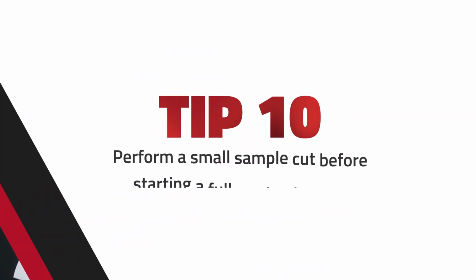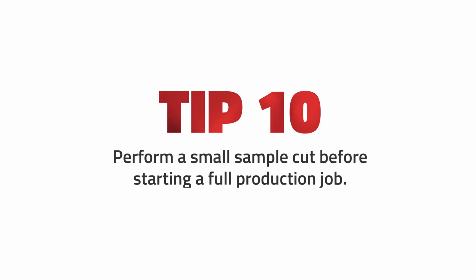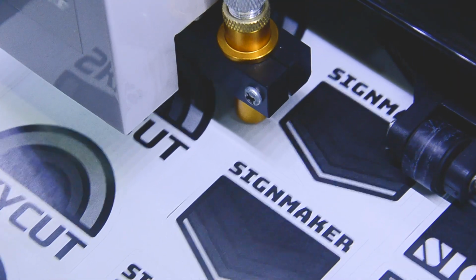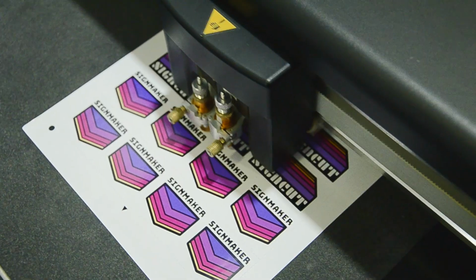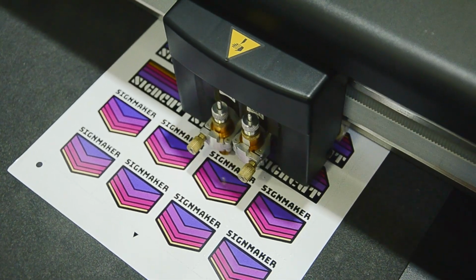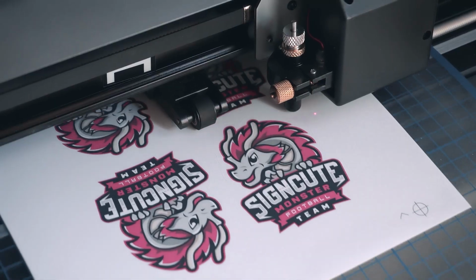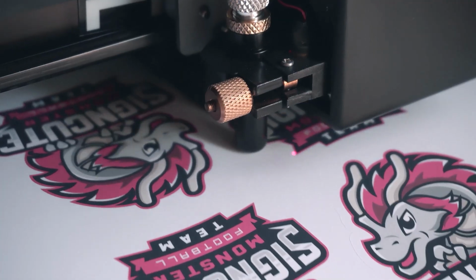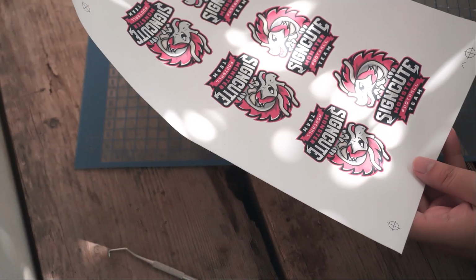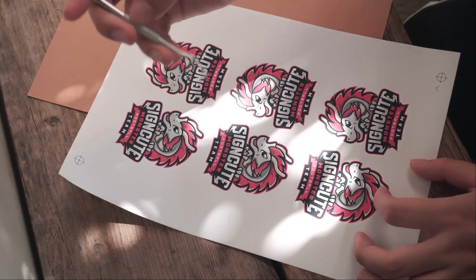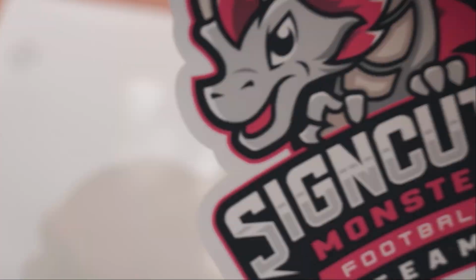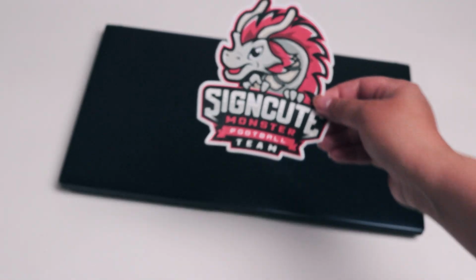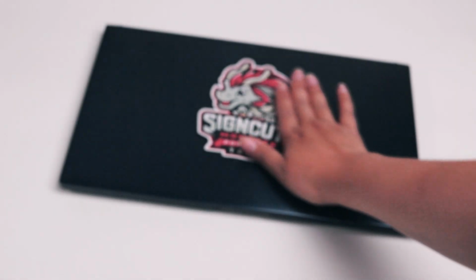And lastly, tip number 10. Perform a small sample cut before starting a full production job. Even after checking every setting, it's always best to run a small test cut before committing to the full production run. This simple step protects you from unexpected errors, incorrect settings, or mistakes that could waste your time and expensive material. By testing a small sample first, you can immediately verify that the final output matches your expectations. Once you're satisfied with the results, you can proceed with the rest of the job with confidence.